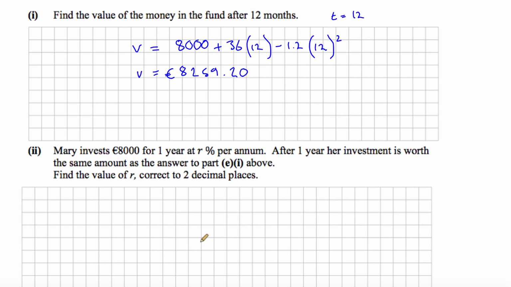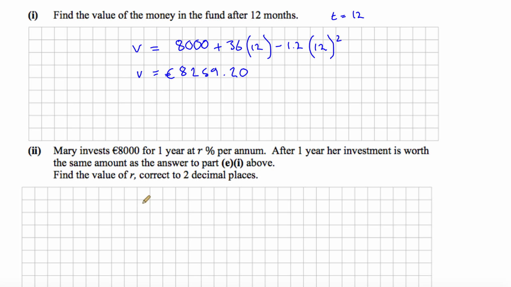Okay, and finally, E part 2 reads, Mary invests 8 grand for 1 year at R% per annum. After 1 year, her investment is worth the same amount as the answer to part E1 above. So that's this answer here. Find the value of R correct to 2 decimal places. Okay, so basically we're putting 8 grand into, we're going to invest it for 1 year at some percent, and it's going to give us this, and we want to know what that percentage is.